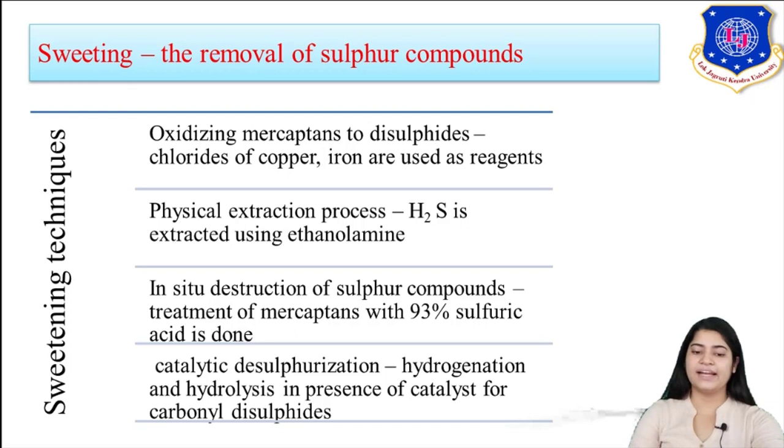Fourth one is catalytic desulfurization. Here hydrogenation and hydrolysis is done in the presence of a catalyst for carbon disulfides. In the end you are trying to convert it into carbon disulfides, right, which are easily extracted and are not a harmful form of sulfur impurity. The important thing is that the catalysts are always there, and the process is hydrogenation and hydrolysis.